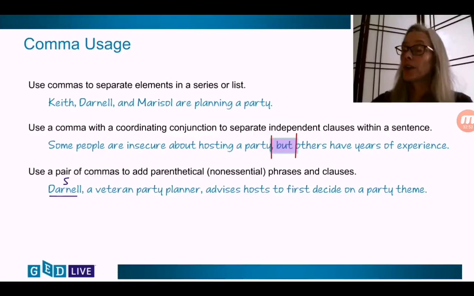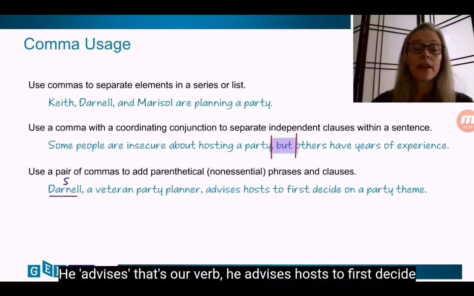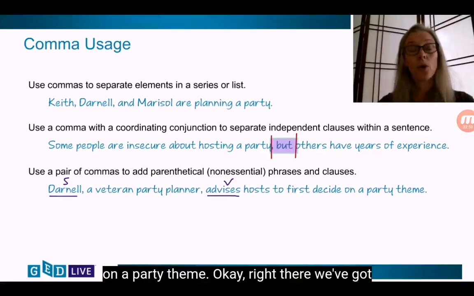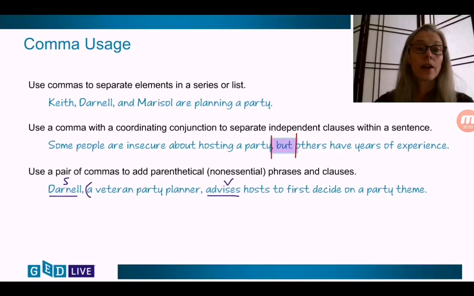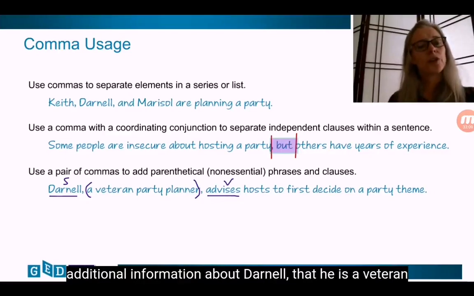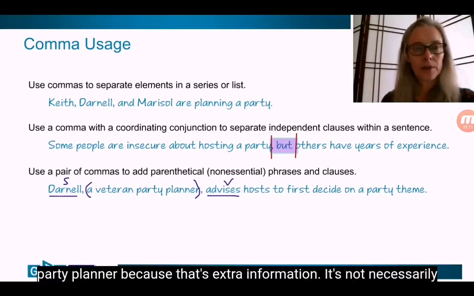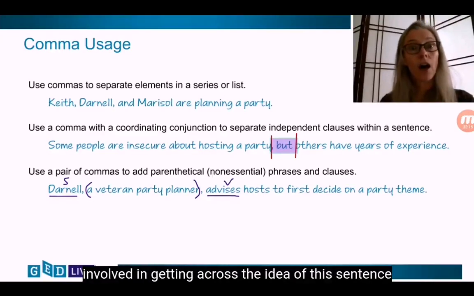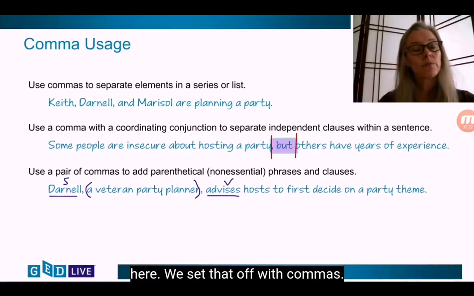Right? What does Darnell do? He advises. That's our verb. He advises hosts to first decide on a party theme. Okay, right there we've got an independent clause, a complete thought. So what's added here is this little bit of additional information about Darnell, that he is a veteran party planner. Because that's extra information, it's not necessarily involved in getting across the idea of this sentence here. We set that off with commas.